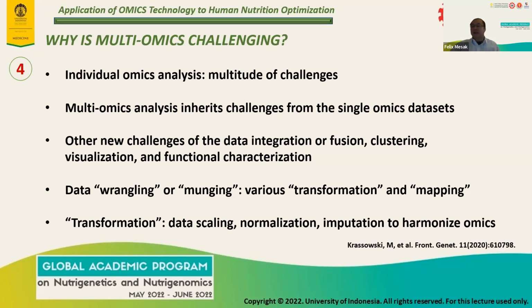The second thing is what we call data wrangling, or we refer to it as data munging. So it includes various levels of transformation and mapping, and is critical to the multi-omics fields. So transformation is accomplished by data scaling, normalization, and imputations. Imputation versus computation. So imputation is to fill the gaps where there is an empty data, where there isn't any data. We need to impute that data, which helps harmonize different omics data together.